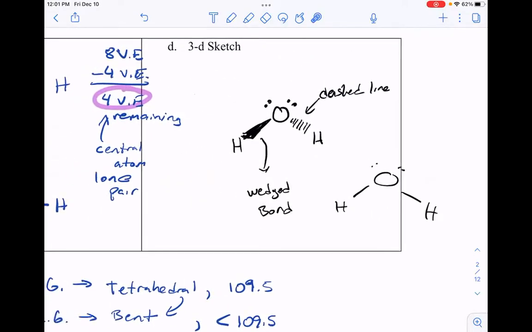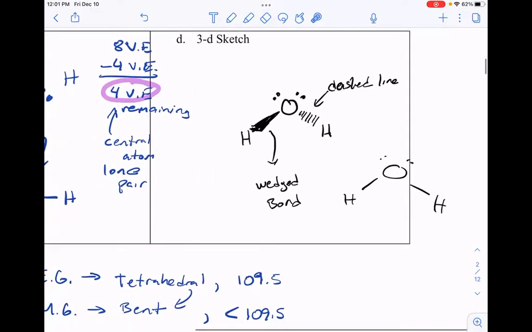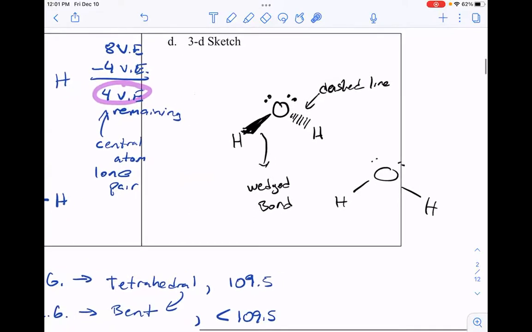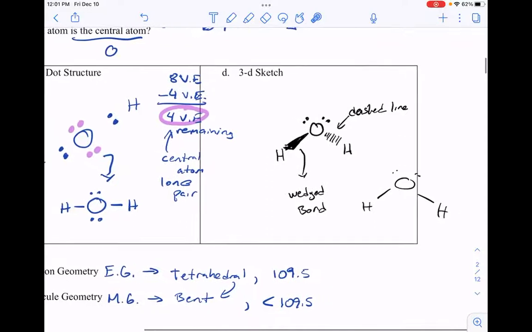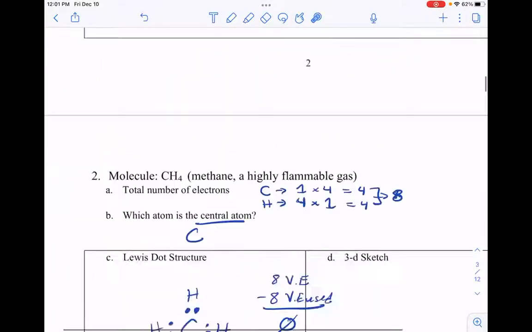Now, does it matter if the lone pairs are sitting where they are? Or could they be down below? Oh, yeah, yeah, they can be down below. Okay. Yep. All right, so let's go ahead and move on to the next one.